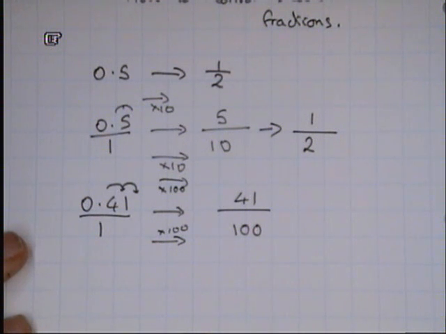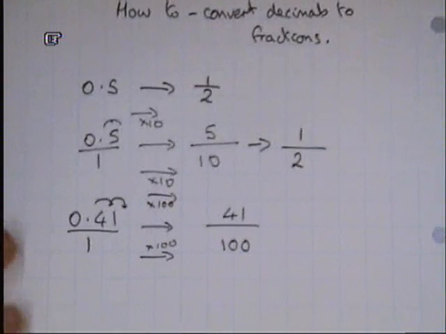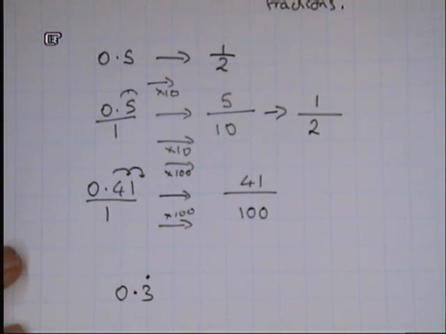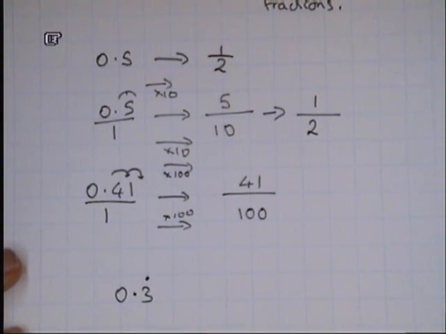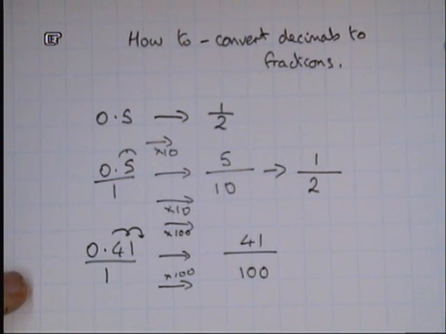It's a really quick way to convert simple decimals, terminating decimals, to fractions. If you want to know how to convert decimals that recur, like 0.3 recurring, then there's a separate video for that. Please watch that one. If you need any more help on this type of question, then please come and see one of us or watch the video again.